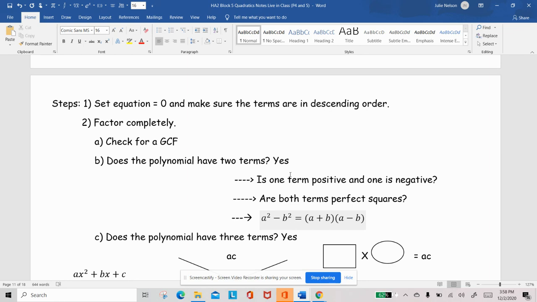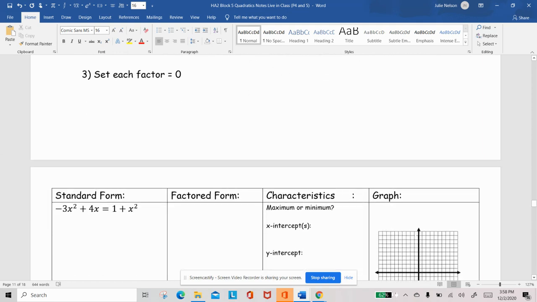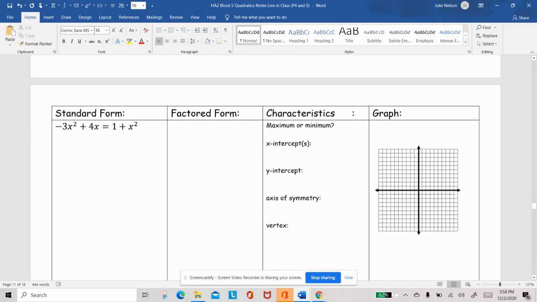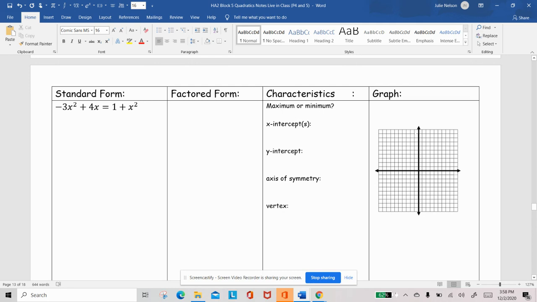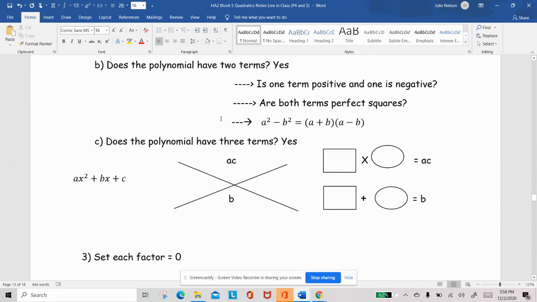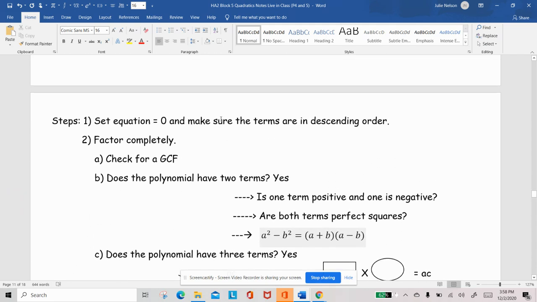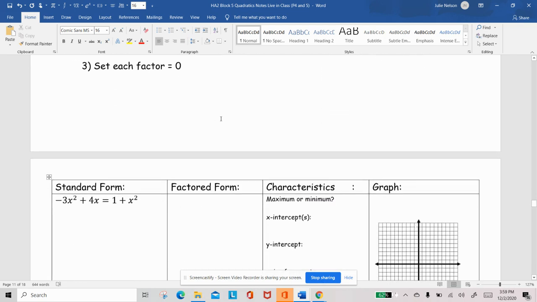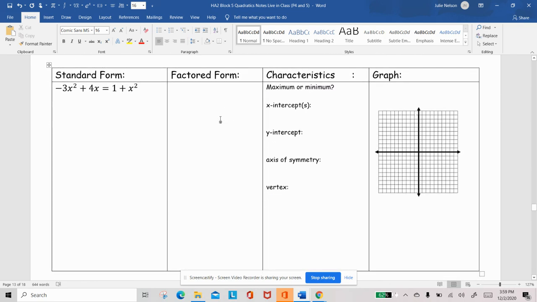The only difference that I want you to take a look at right here is notice that instead of saying y equals or f of x equals or g of x equals, it's negative 3x squared plus 4x equals 1 plus x squared. So it's kind of in a scrambled form, okay? So the first thing we need to do, if we look at the directions, is set each equation equal to 0. And we need to make sure the terms are in descending order.